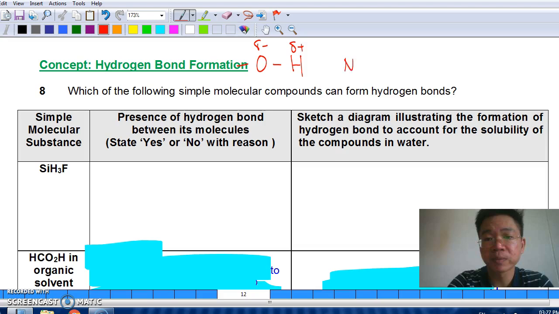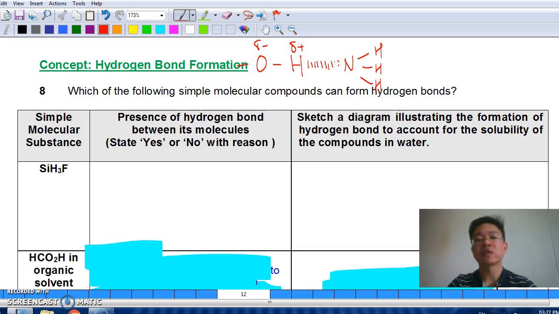So I use N as an example. Okay, the N from another molecule, for example, ammonia. So this N will have a lone pair where it can form a hydrogen bond with the delta plus H. So these are the two criteria for forming hydrogen bond.